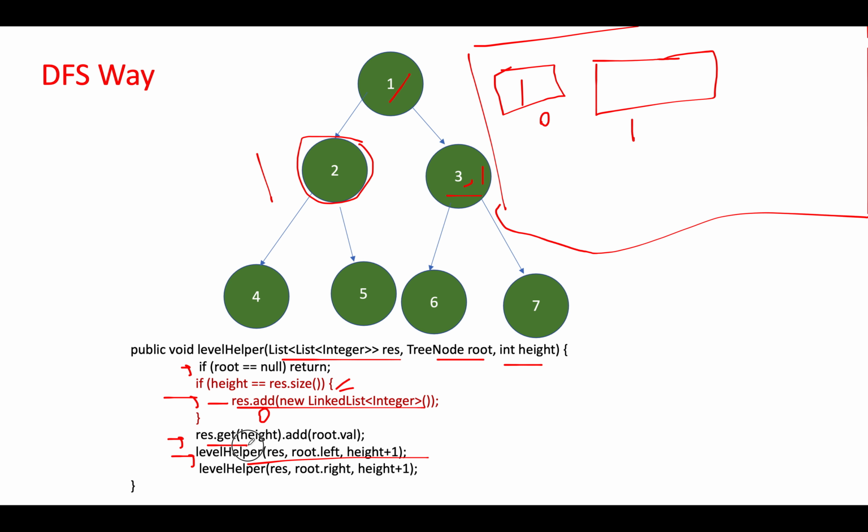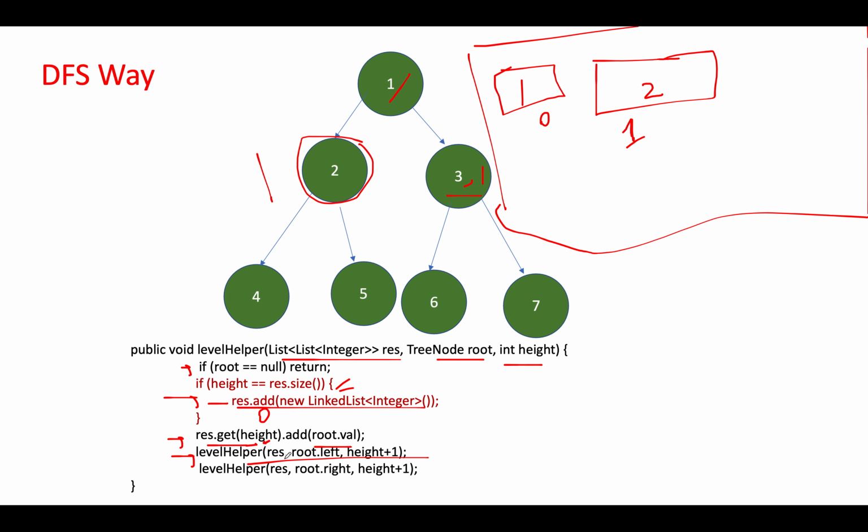We'll extract the level at the first level value, first index value, and add the root's value to it. So 2 gets added at level 1. So this signifies, the index signifies the level. And let's continue the iteration.